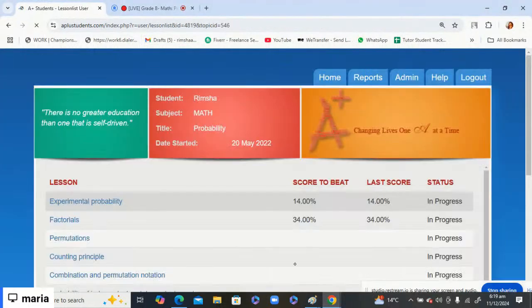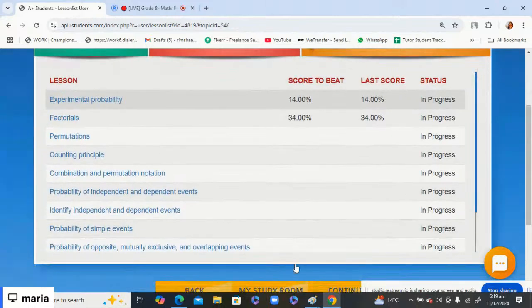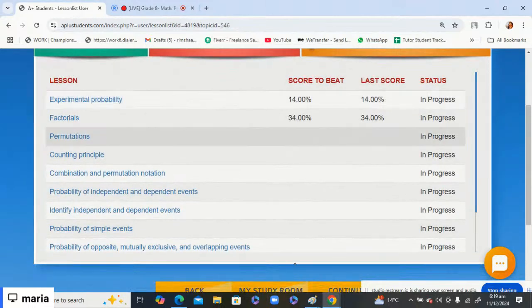Hope you guys understand this lesson as well. Let's do the next. Permutations, okay?